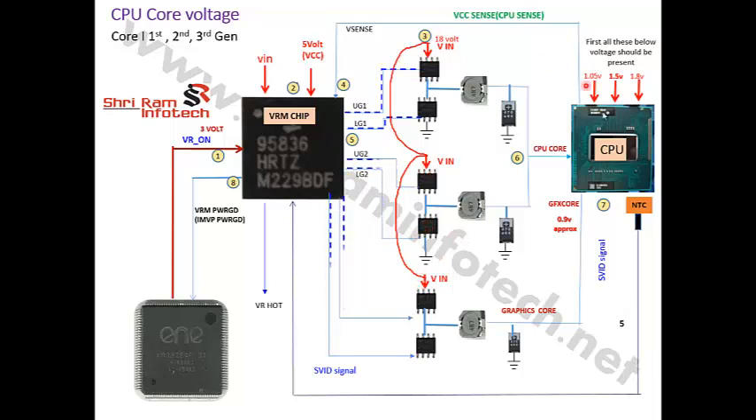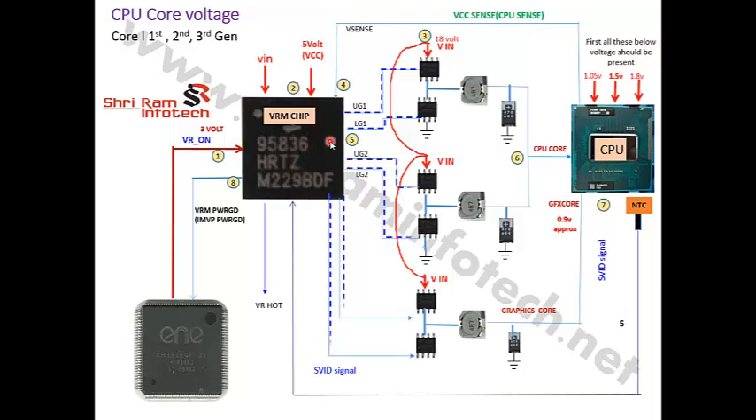This is a lower MOSFET, upper MOSFET, lower MOSFET. This entire section is called the CPU core section, and this section is called the graphics core section. There are two different sections in this area: one is called the CPU core, and another is called the graphics core. So all these three sections are controlled by this VRM chip. So it starts triggering these MOSFETs.